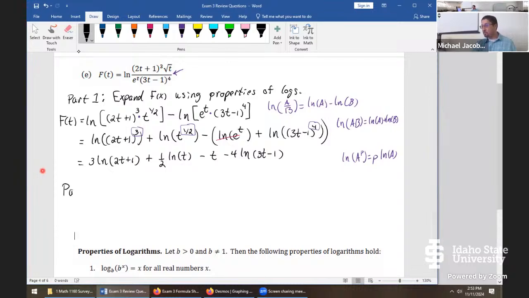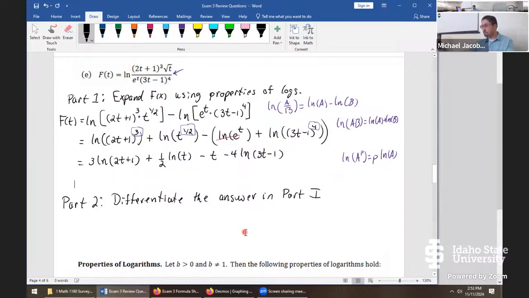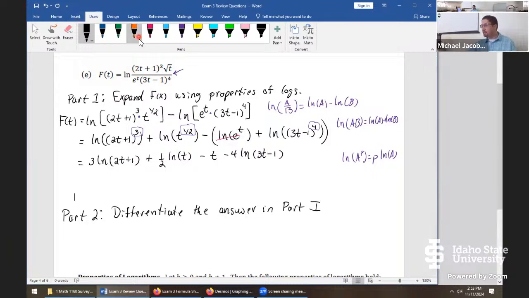So that takes us to part 2. Differentiate the answer in part 1. Before we launch into that derivative, any questions at all, folks, with the properties of logarithms here? Okay, let's launch into it.